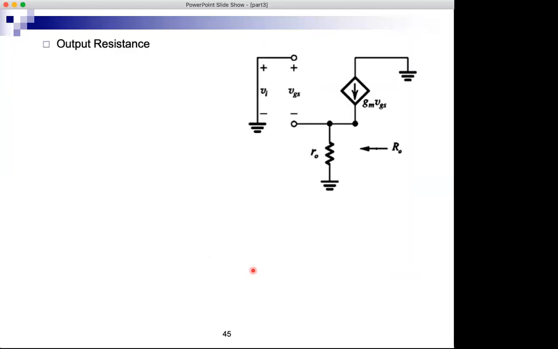For the output resistance, we can recycle also. We had 1 over GM only. So now with RO there, we will get RO parallel 1 over GM.